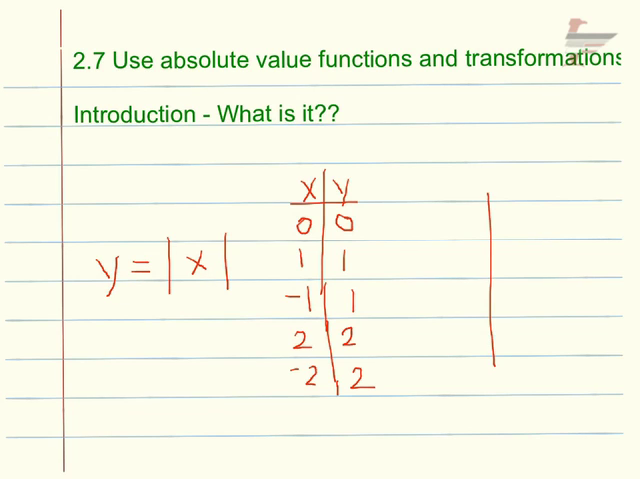So if I graph these, I'll just do a sloppy sketch over here. 0, 0, 1, 1, 2, 2, -1, 1, -2, 2. You can see that it's making a V. Now, obviously, the width of this could change. It doesn't have to be centered at 0, 0. It could open down. There are whole lots of things. So that's what we're going to be doing, transforming these graphs.